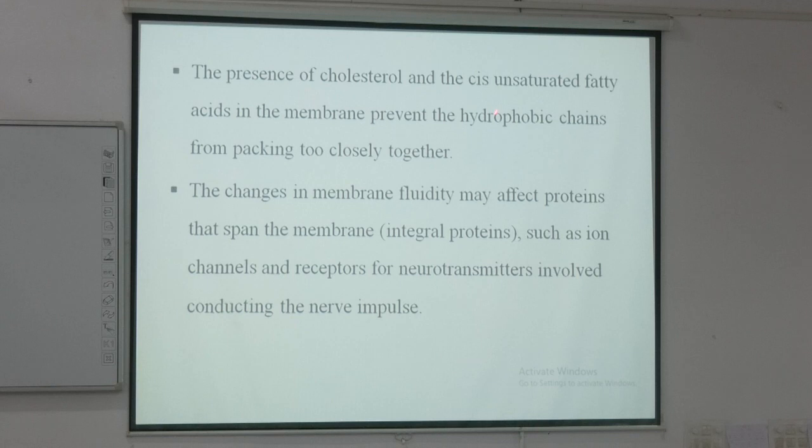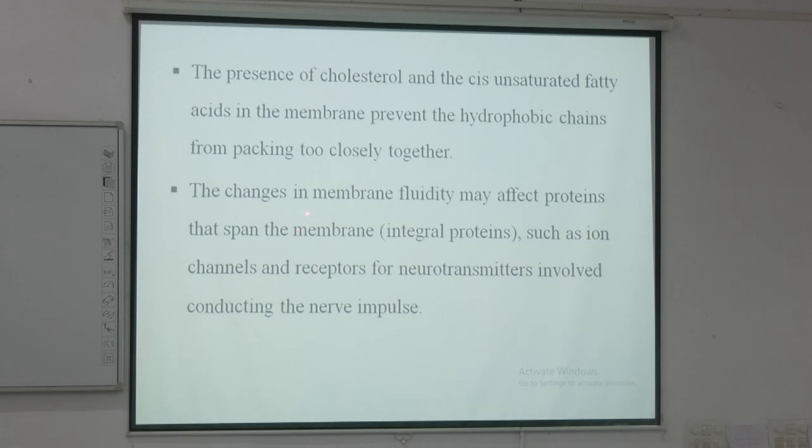In the presence of cholesterol, the cis unsaturated fatty acid in the membrane prevents the hydrophobic chains from packing too closely together. How does a molecule become saturated or unsaturated? On the presence of bonds. If it is single bonded, it is saturated. If it has a double bond, it is unsaturated. Okay. So on the basis of these bonds, it can make more complicated hydrophobic chains that keep molecules from entering, making the property of this membrane hydrophobic, water repellent.